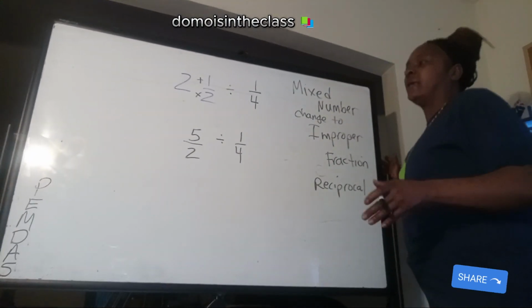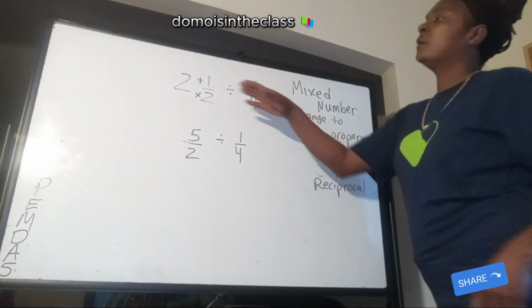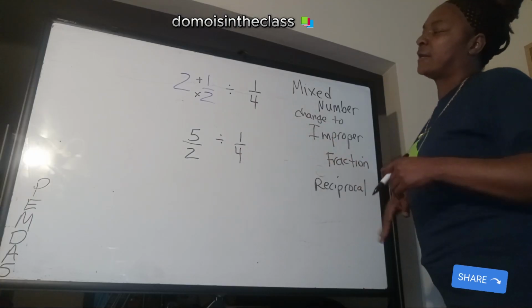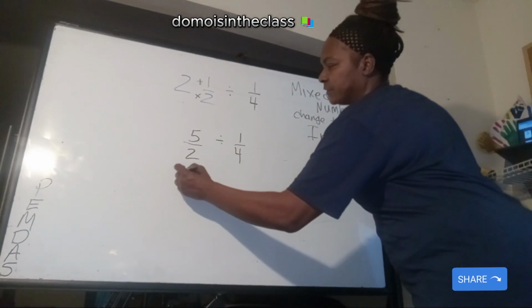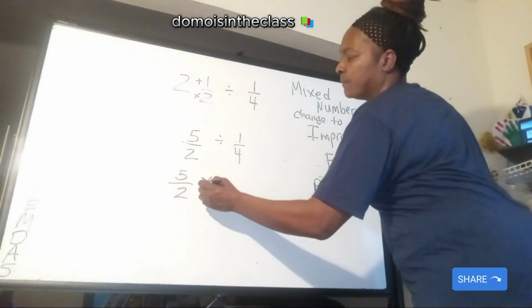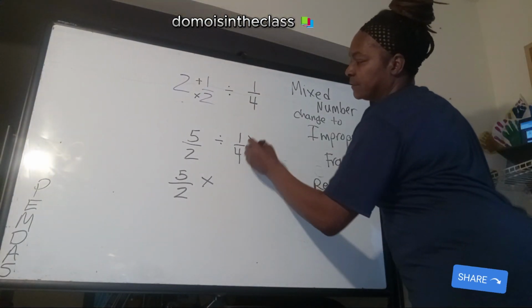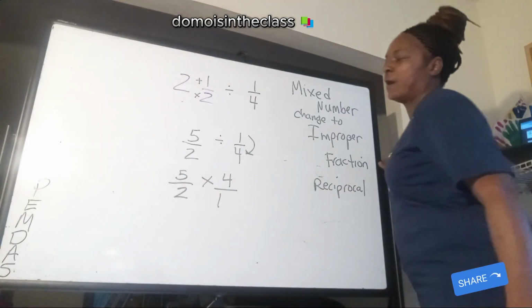Why? You don't want to make any mistakes. So to me, it's best for you to first change it to the improper fraction, rewrite it exactly, so you're clear on what numbers you're working with, and then write it a third time to go ahead and solve. So 5 over 2, then we multiply, then we flip this over to be the reciprocal. That means we change it, we flip it. So now we get 4 over 1, right?